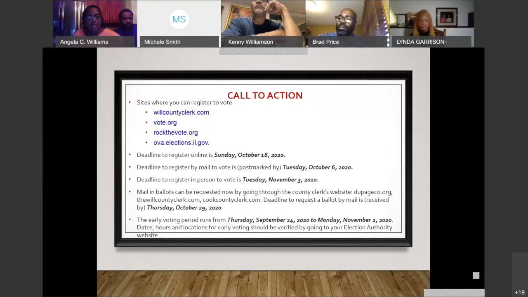We talked about the deadline to register in person to vote, with the vote being Tuesday, November 3rd. As Christopher talked about, mail-in ballots can be requested now by going through the county clerk's website, and that has to be done by Thursday, October 29th. And then the early voting period runs from Thursday, September 24th to Monday, November 2nd here in Illinois. Those dates may change depending on what state you live in.